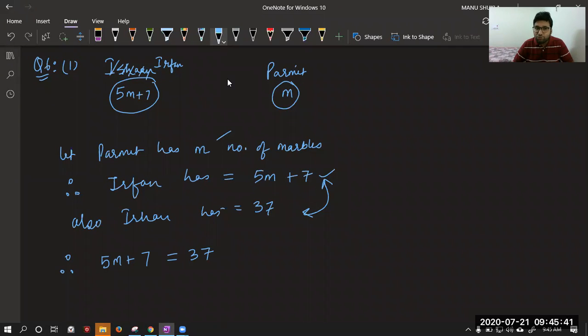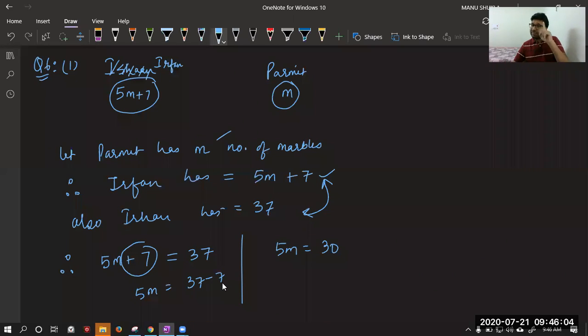To solve, we have to see which one will go to the right side first. All of you please answer. Who will go first? 7 will go first. Very good. 7 is adding over here, it will go to that side. It becomes minus 7. That is 5m equal to 30. Now 5 will go, 30 upon 5. Answer is 6. So Parmeet has 6 marbles.